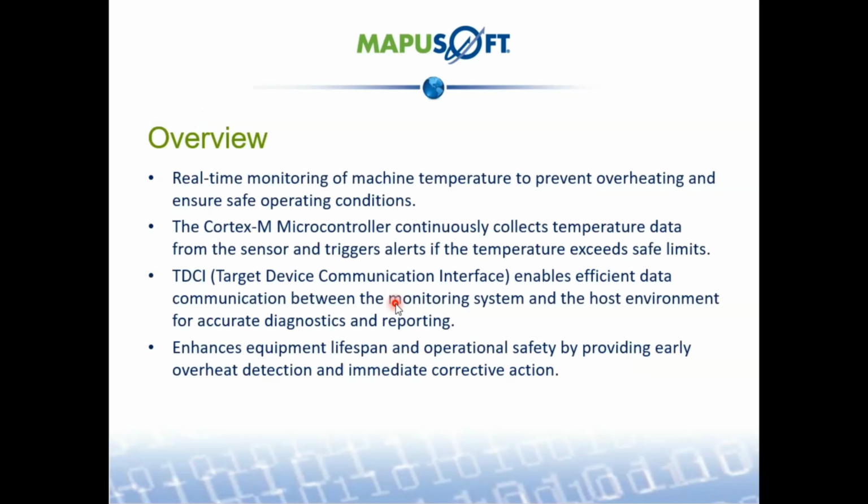Now let's see the overview of the project. The Cortex microcontroller continuously monitors the temperature data from the sensor, and the temperature sensor measures the machine's temperature accurately. Either a buzzer or LED activates when the temperature exceeds a safety threshold. TDCI enables real-time data communication between the hardware and the host system, allowing remote monitoring and control. The primary goal of the system is to prevent machine damage by providing real-time overheat detection and alerts.